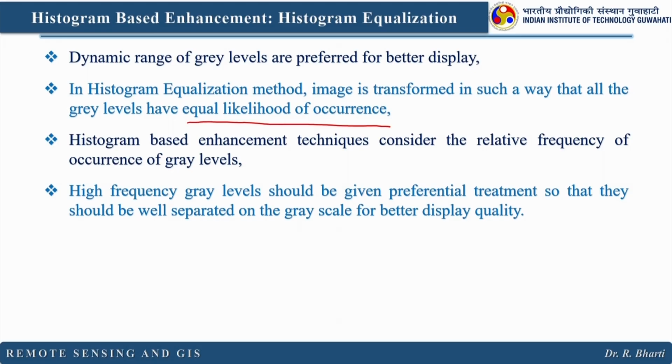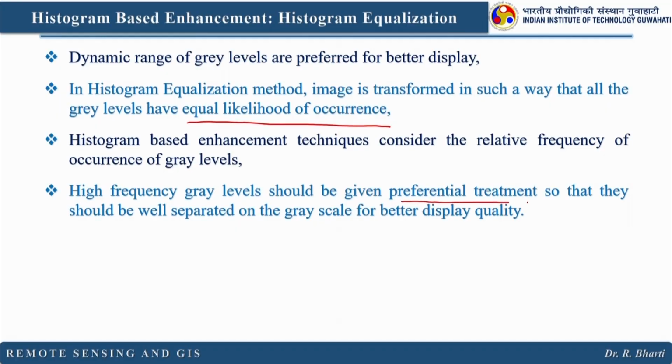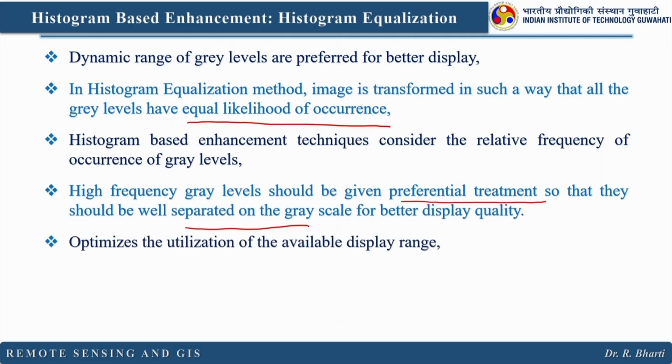quality. You might be remembering from the previous slides, in the brighter portion you need high contrast. You need more value in the intensity so that your difference will be visible, but in the darker portion if you have very little difference, that is also seen. That is why it gives preferential treatment so that they are separated on the gray scale, for the brighter portion, or here it is saying high frequency.